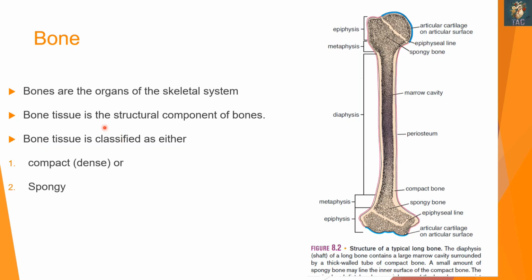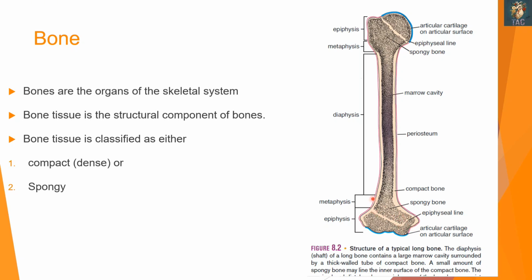And then bone tissue is classified either as compact bone or as spongy bone. So in this diagram, you can see this is the epiphysis and the metaphysis of the long bone. This is the shaft or the diaphysis, then the metaphysis, and again the epiphysis. And here you can see the epiphyseal line, where before adult life, when bone is growing, there will be epiphyseal cartilage which will help to increase the length of the bone.